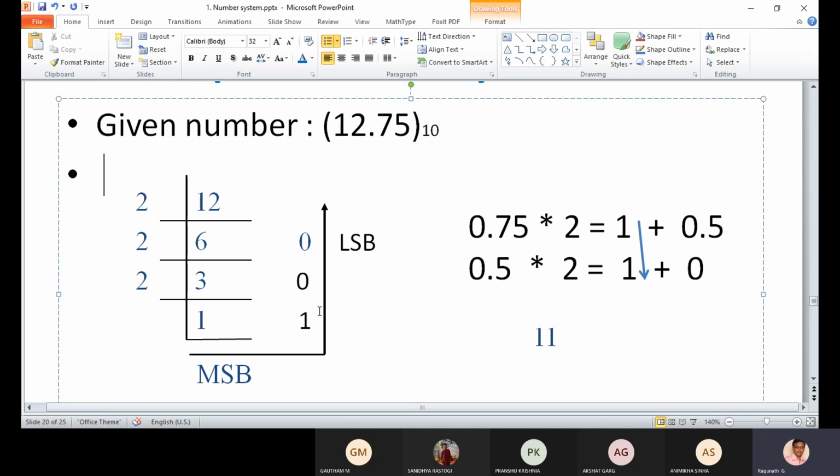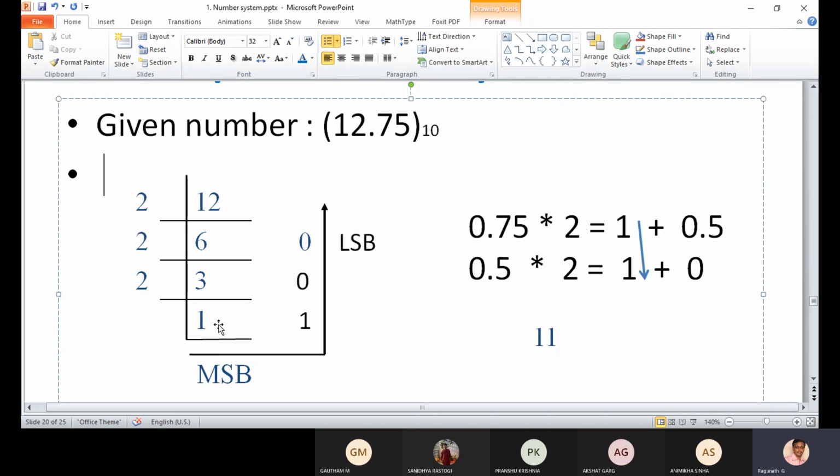Now what is the answer? Is it 1100 or 100? 1100. So please make a note. You have to write it in bottom up approach, and you have to start from the last stage quotient. Some students will make a mistake here. They will write only the remainders. They will forget about the quotient, but it's not like that. We have to start from the quotient of the last stage.